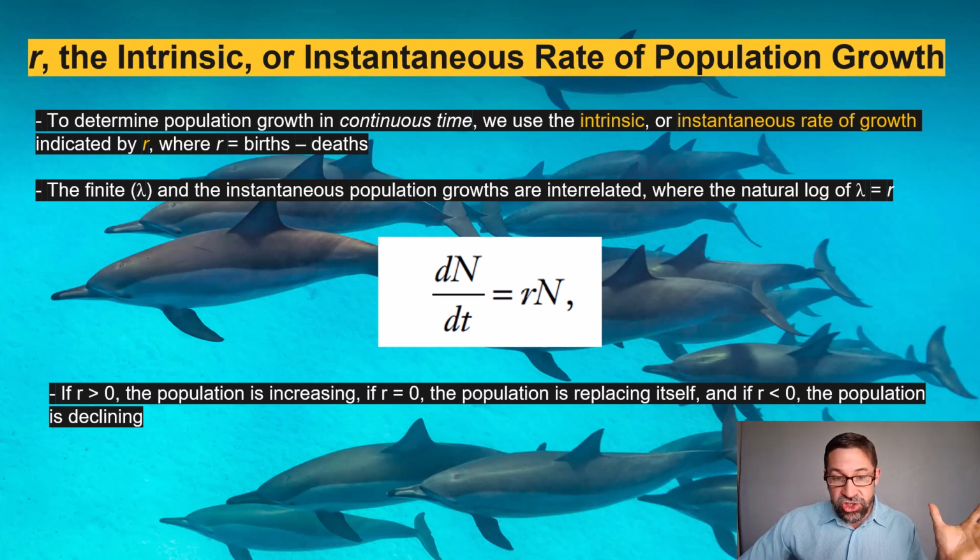So this equation is just saying the change in population abundance during this interval of time, during this change in time, is equal to R, the continuous, intrinsic, instantaneous rate of population growth, multiplied by the original population size. So remember, lambda is centered about 1, R is centered about 0. If R is greater than 0, the population is increasing. If R equals 0, the population is replacing itself, it's stable. And an R less than 0 means the population is declining.